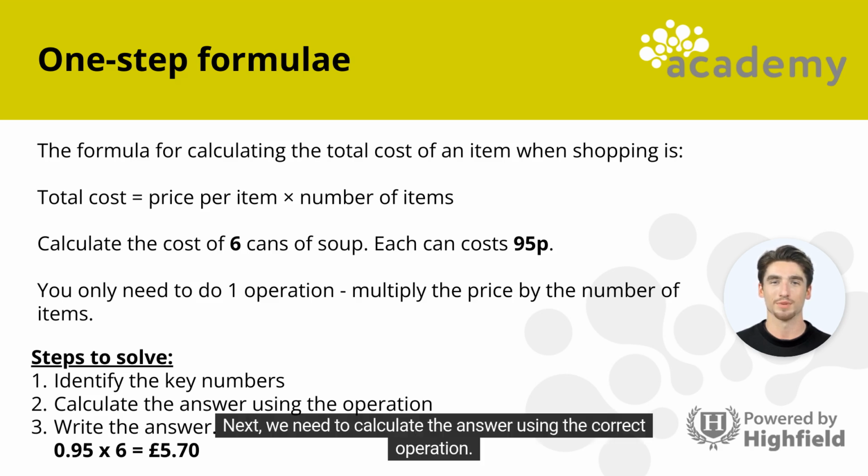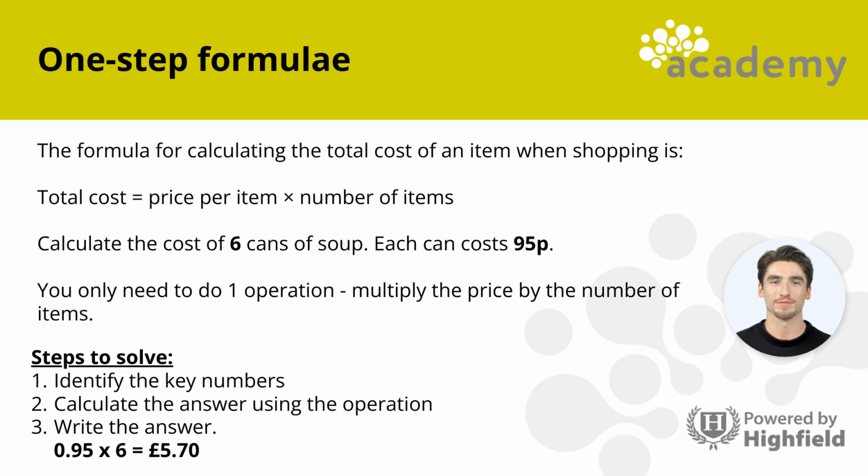Next, we need to calculate the answer using the correct operation. Looking at the formula, we know we need to multiply 95p by 6. 95p times 6 equals 570 pence or £5.70. The answer is £5.70.